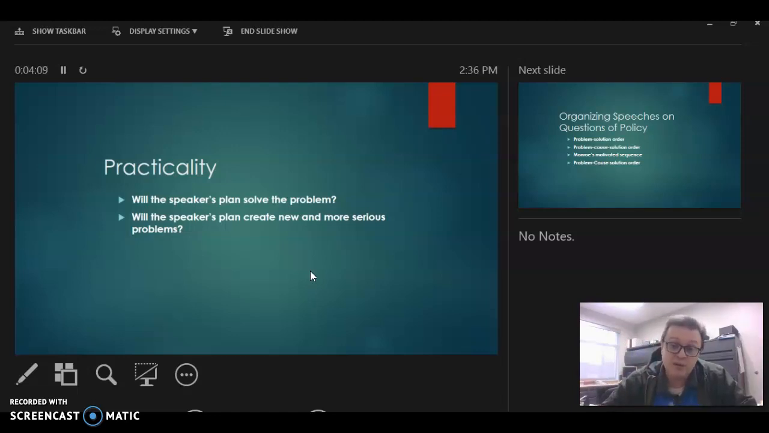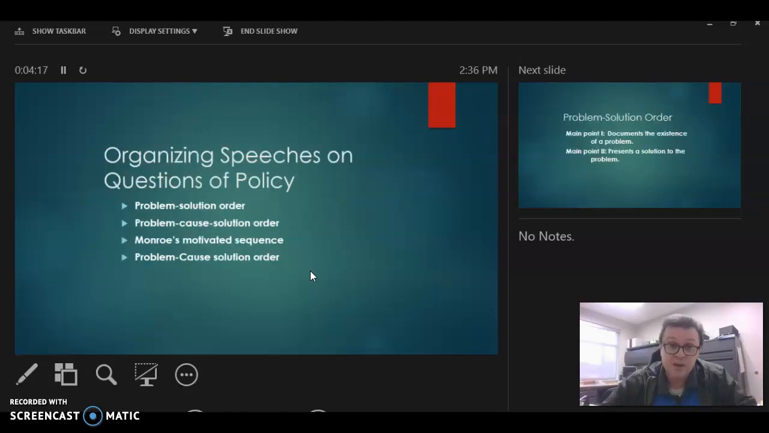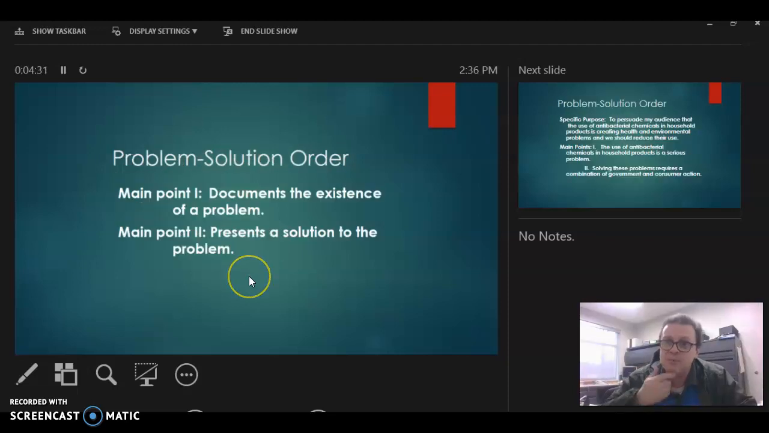Okay, so quickly, the 4 kinds of structures that I want you to choose from for this particular outline assignment that's coming up, right, are the problem-solution order, problem-cause-solution order, Monroe's motivated sequence, that's a little bit different, and then the, that should say cause-effect solution order. I'll show you when I get there. So, all right, so let's start with the problem-solution order.